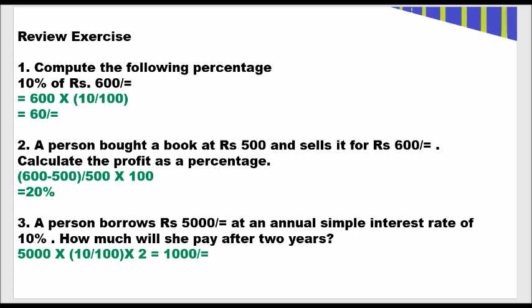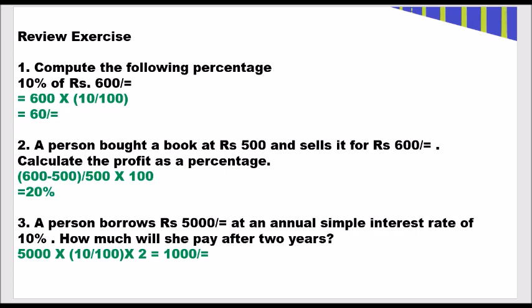Question 1. Compute the following percentage. 10% of 600 rupees. You know that "of" means multiplying. 10% means the amount of any quantity expressed out of 100 as a fraction. So you have to multiply 600 by that fraction, 10 over 100. Very easily you can simplify that. The answer is 60 rupees.